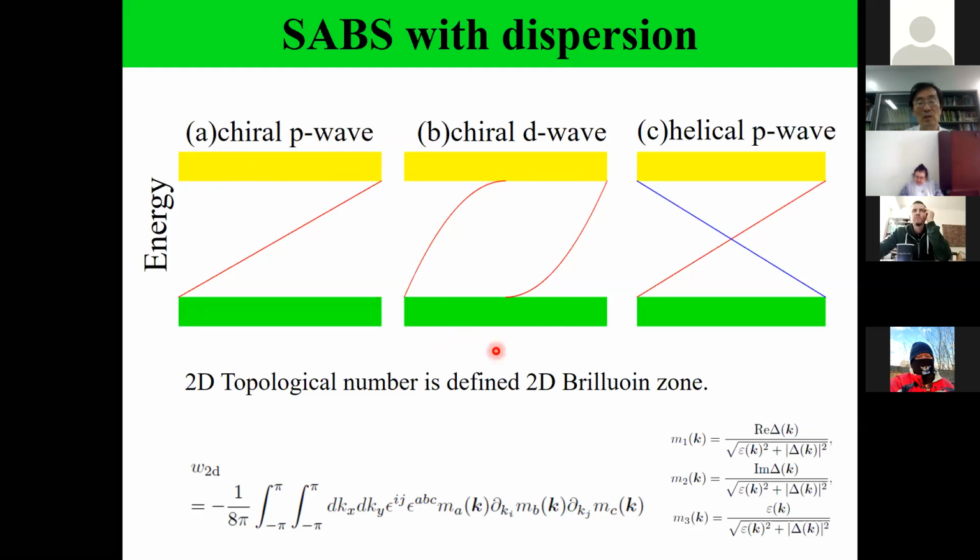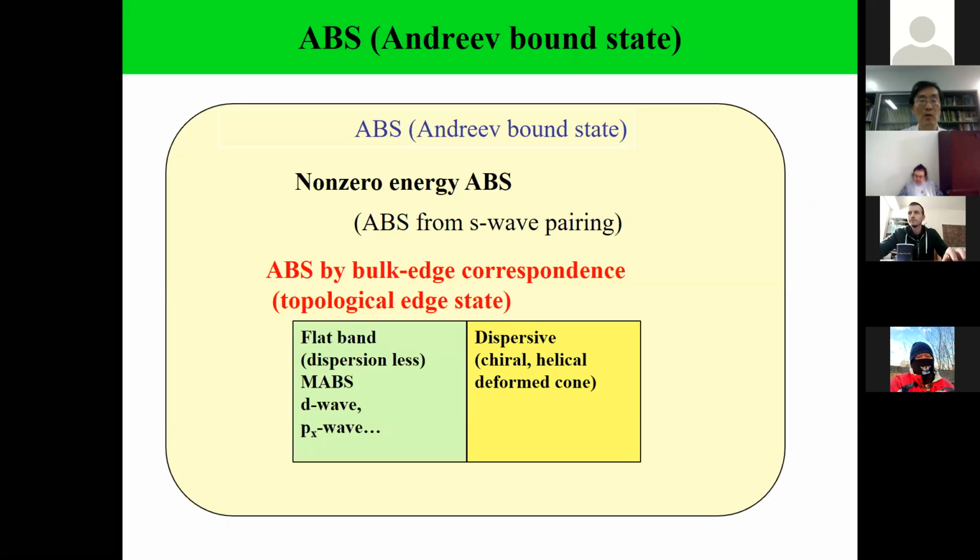And in that case, the contribution from zero energy is not so much. As far as we are considering the standard tunneling problem, the zero bias conductance peak is not so much enhanced. And for the helical P-wave like that, the resulting charge conductance is quite similar to chiral P-wave. Okay, so this is a summary of the understanding.